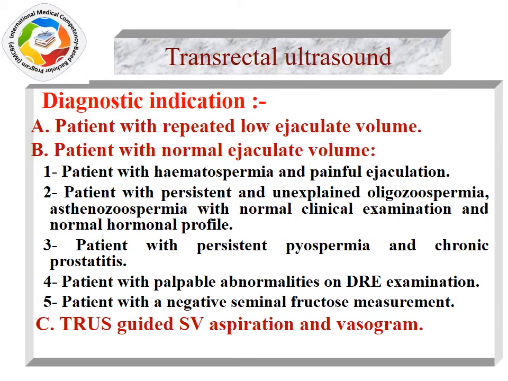Transrectal ultrasound has a diagnostic indication in patients with low ejaculatory volume, also in patients with no ejaculatory volume, but in specified cases like hemospermia, painful ejaculation, persistent or unexplained oligospermia or asthenospermia with normal clinical examination and normal hormonal profile, also in cases of persistent biospermia and chronic prostatitis. Also in abnormal palpable findings within the digital rectal examination. It is used as a screening test. Also, it is important in cases of negative seminal fructose test.